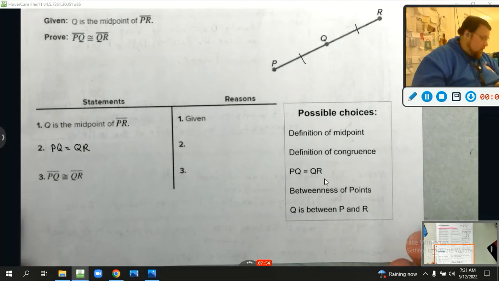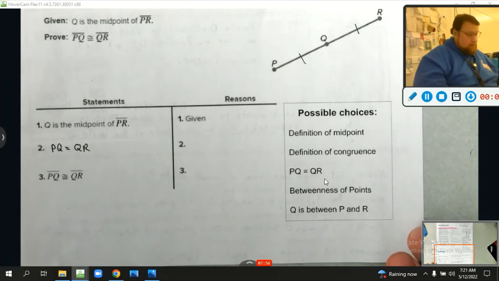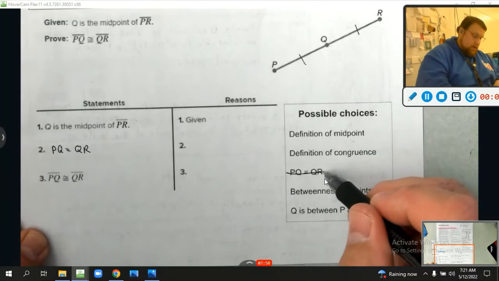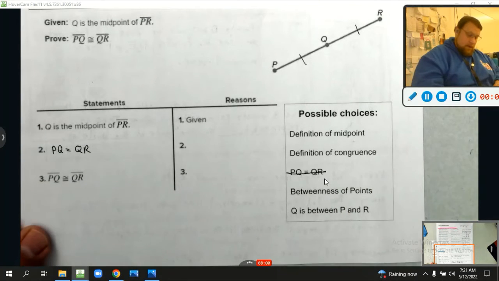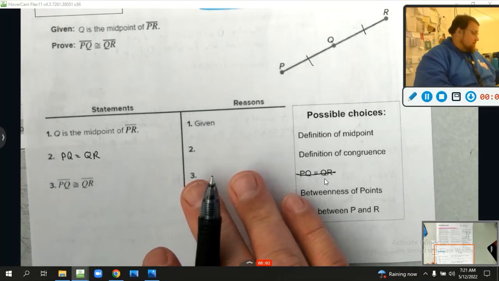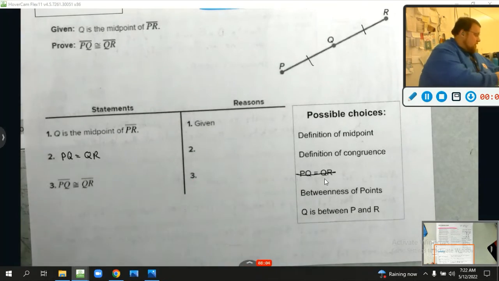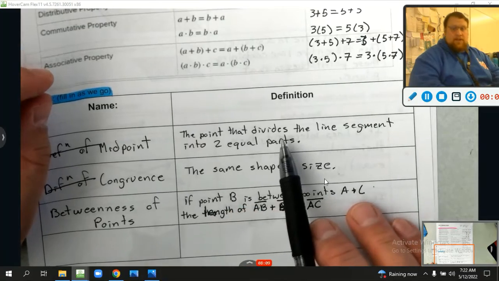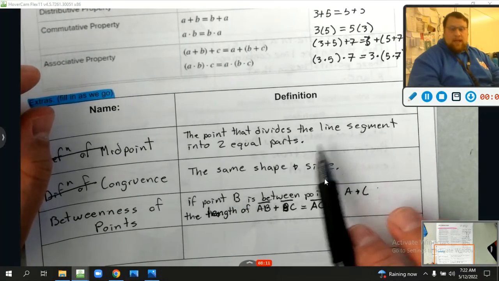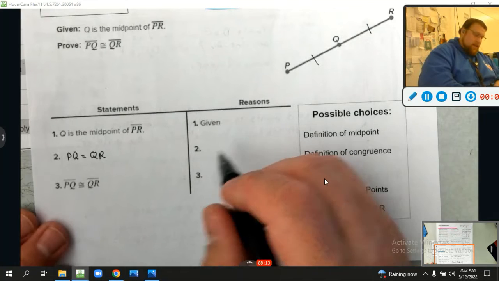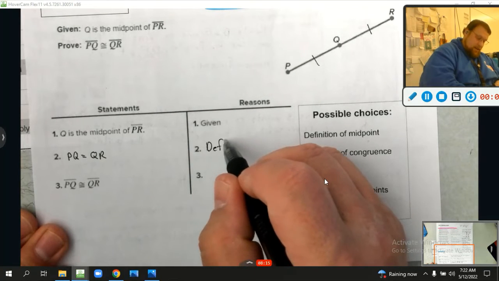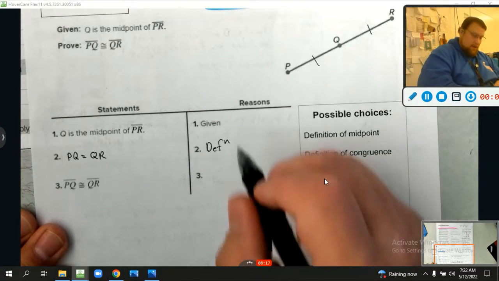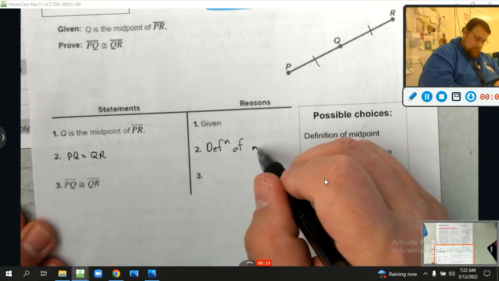And how do we know that PQ equals QR? Well, we've already used this. We can cross that out. We actually used, let's go look at our extras again. How did we even know that's true? Because we know a midpoint by definition is the point that divides the line segment into 2 equal parts. So that's the definition. This is my shorthand for definition of a midpoint.